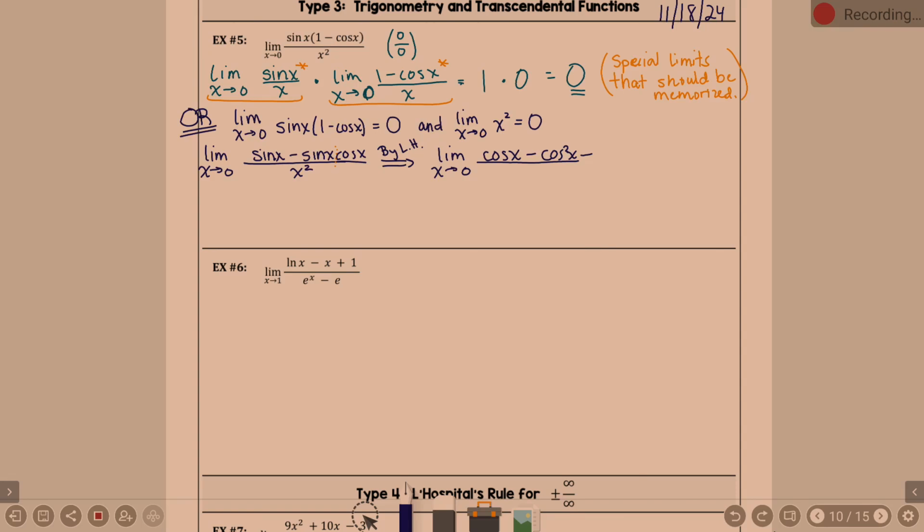Now this time I'm going to keep sine x. What's the derivative of cosine x? Negative sine x. So it's sine x times sine x, which is sine squared x. But now, since we're already subtracting times a negative, it's going to be plus sine squared x. Okay, so that's the derivative of the top. What's the derivative of the bottom? 2x. Okay, remember, it's not a quotient rule with L'Hopital's.